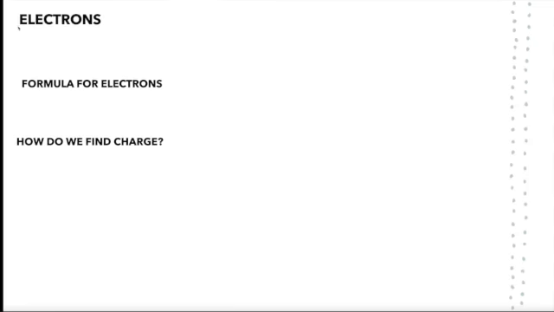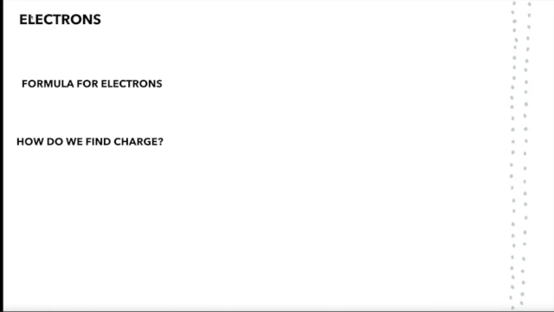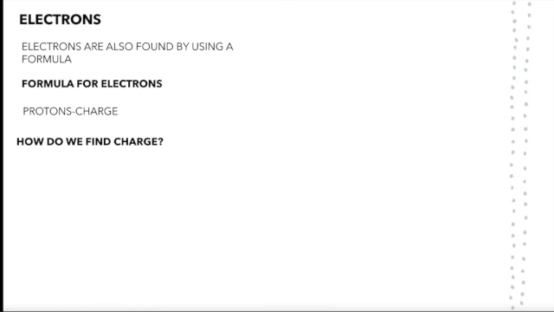Now, let's talk about the electrons and how to find them. Electrons are also found by using a formula because you cannot see them on the periodic table. So the formula for electrons would be protons minus charge. So how do we find charge?